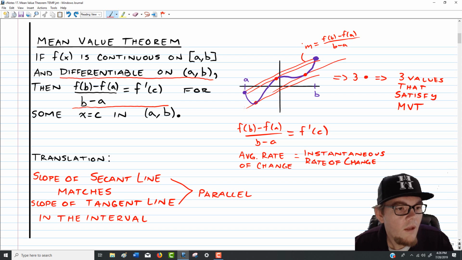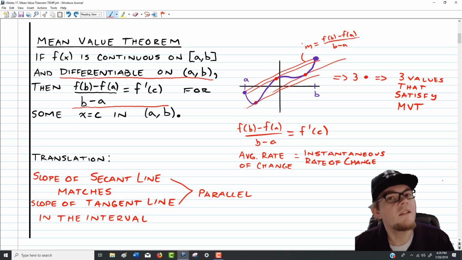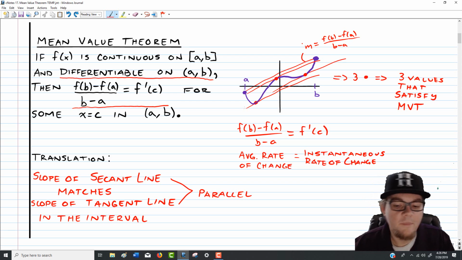So we're looking at the mean value theorem, and we're trying to guarantee the existence of some spots in the interval where the tangent line will be parallel to the secant line. I should have said that at the very beginning, I'm sorry. That's what we're looking to do with the MVT.